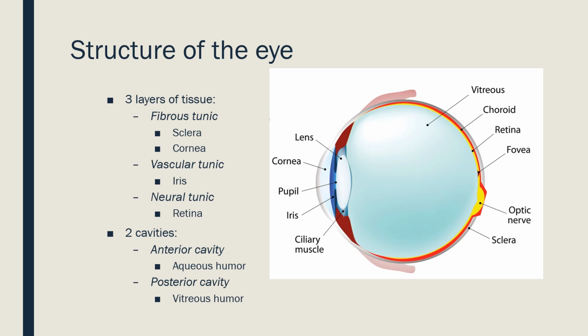And lastly is the neural tunic, which is also known as the retina, and it contains the nervous tissue responsible for photoreception. There are also 2 cavities located within the eye: the anterior cavity, which has the aqueous humor, and the posterior cavity, which has the vitreous humor.